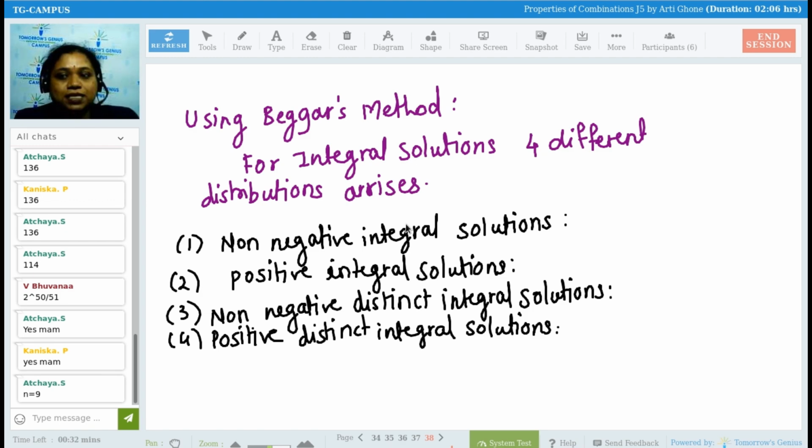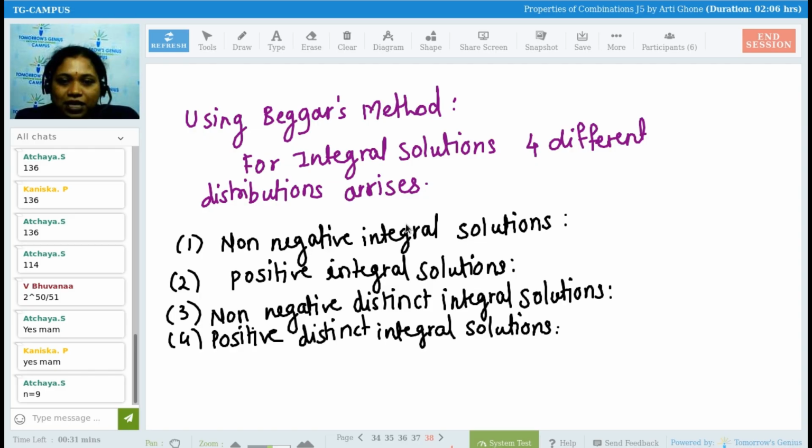Non-negative integral solutions means that it is including 0. The solution can be 0. Means what? I want to distribute 20 coins. It can be 20, 0, 0 among 3 students. So it is an acceptable case. 20 to the first one, 0 to the second one, and 0 to the third one. This is an acceptable case in the case 1 pattern. Clear? But whenever there is a positive integral solution, 0 is not taken. For non-negative solutions, 0 is taken, and for positive integral solutions, 0 is not taken. This is the difference.